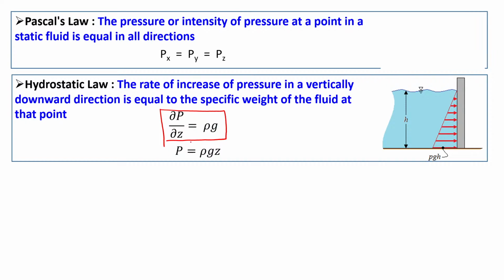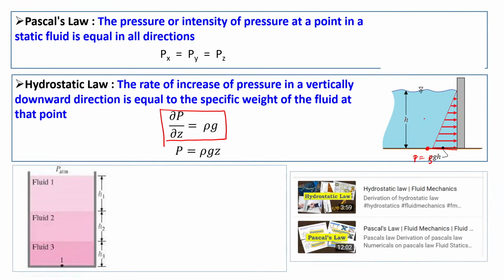Or we can reduce this equation, if density is constant, then pressure is rho gh or rho gz. So we can find out pressure at any location. In this image, we can see pressure at bottom is rho gh. So likewise, we can find out pressure at any point. We just need the height from the free surface.